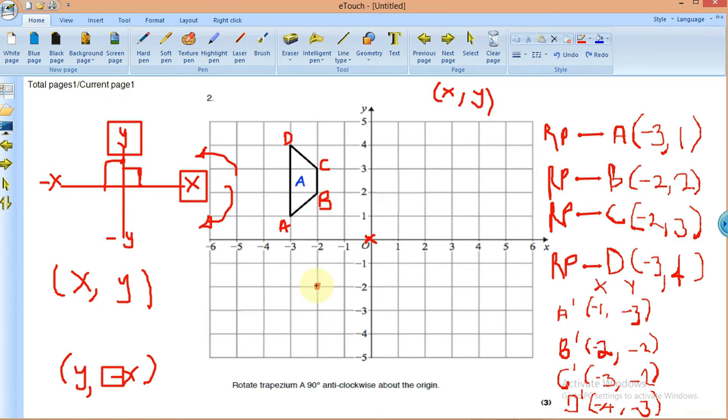That's b prime. Then I have minus 1, minus 3. This is minus 1 here, this is minus 3 here. So that is a prime. Then I have minus 3, minus 2. Minus 3, minus 2, that is c prime. And finally, I have minus 4, minus 3. Minus 4 is here, minus 3 is here. So minus 4, minus 3. And that's all. So we just join each coordinate now.